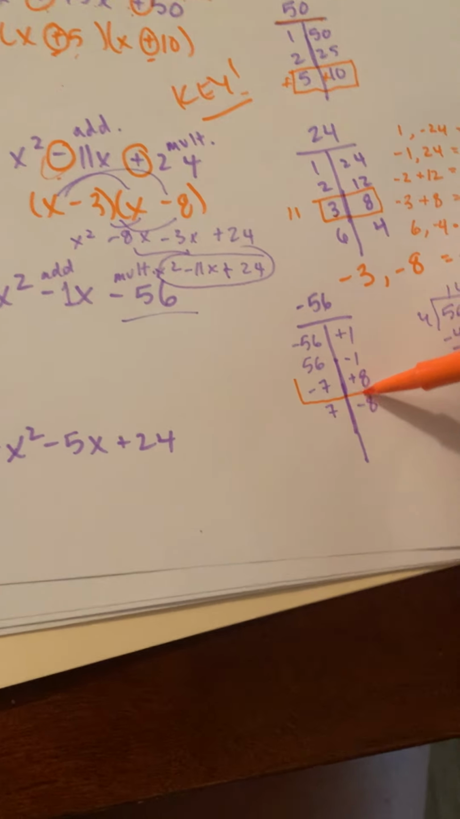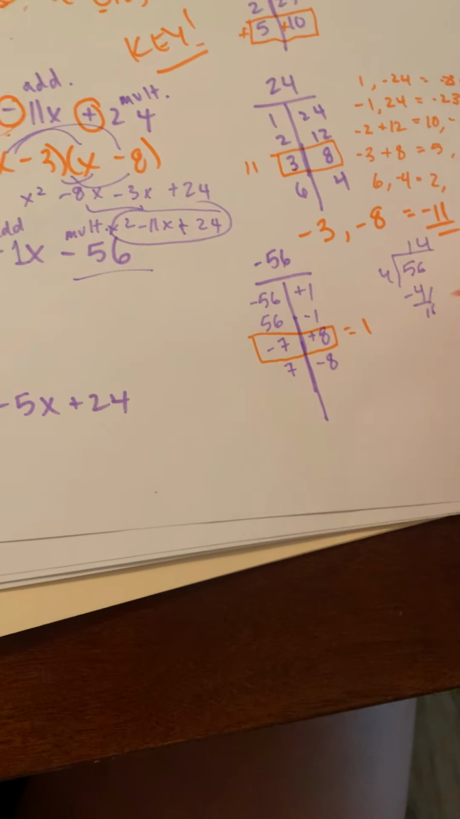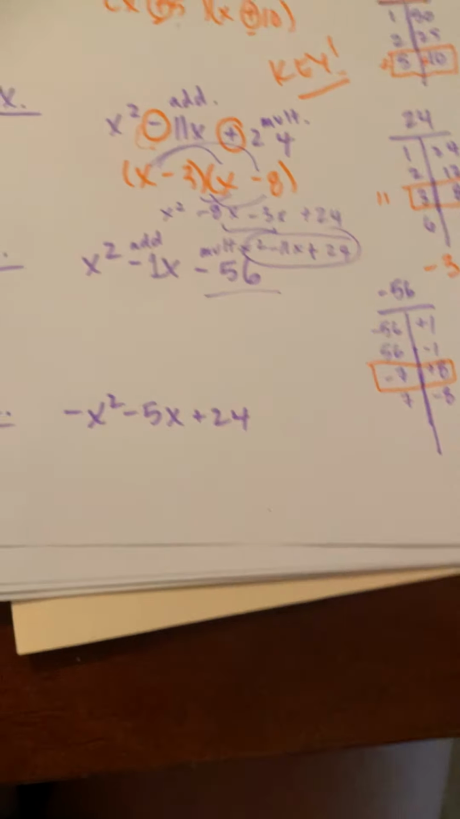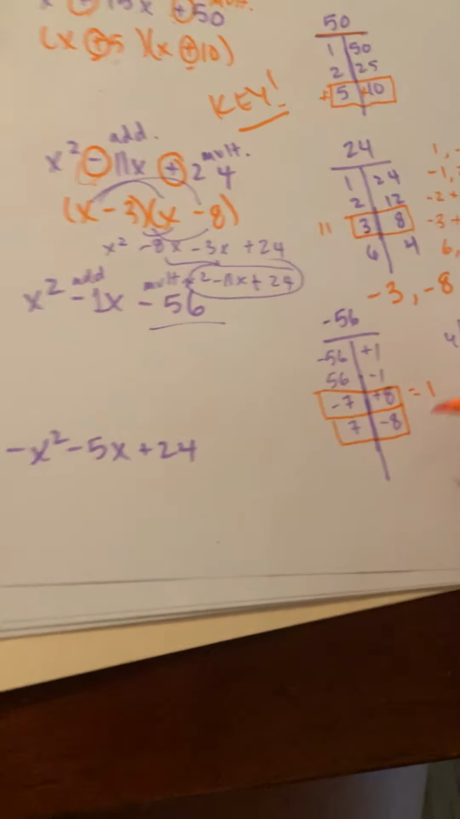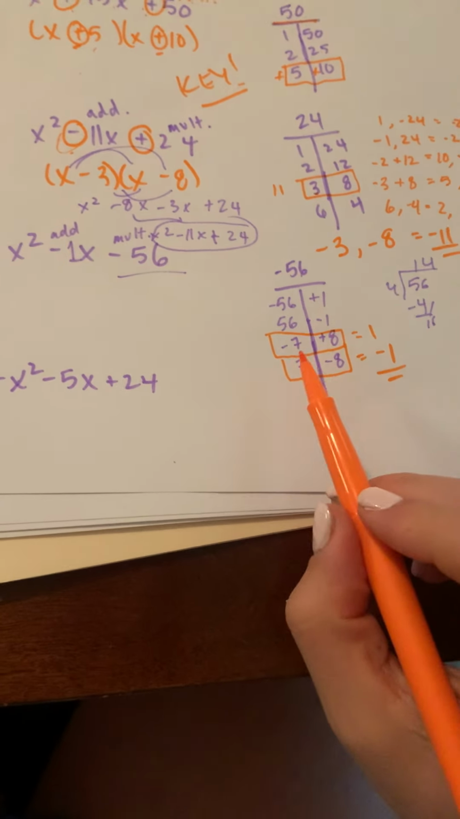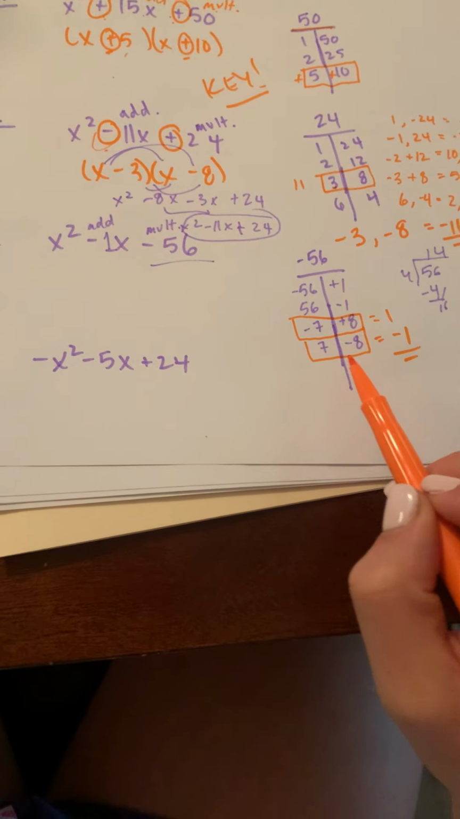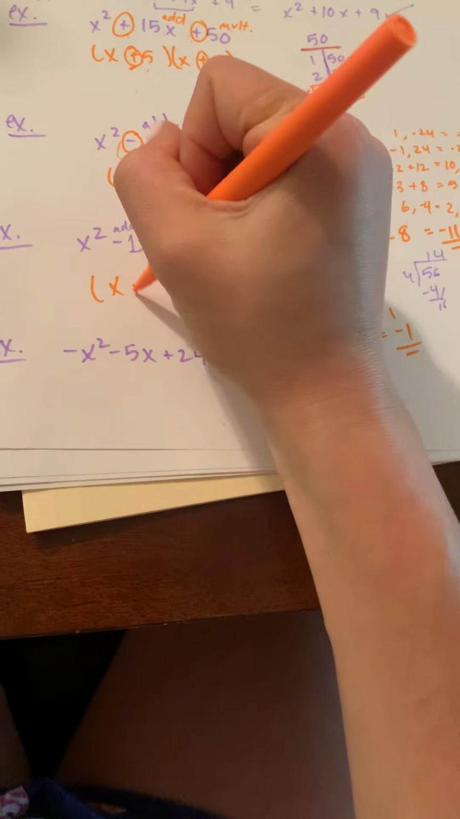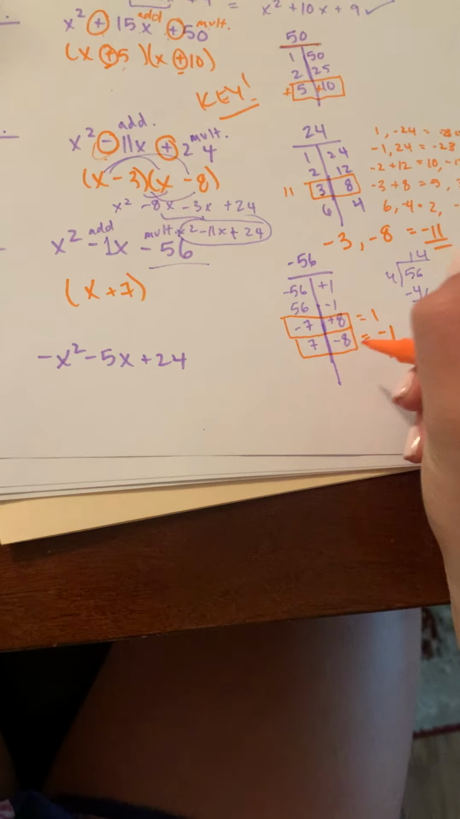Minus 7 plus 8, if we added them together, would get a positive 1. We're close. We need to add together to get a minus 1. 7 minus 8 will get a minus 1. They will add together to be a minus 1. So I know my factors are then x plus 7, x minus 8.